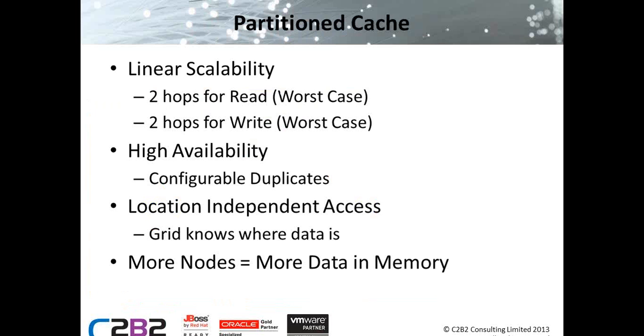And also for write, when we do an update, the worst case is that we hit a node that isn't going to store that key, and Coherence will move the data across the cluster. So worst case, we get 2 hops for write as well. And that's the same whether we have 10 nodes in the cluster or 100 nodes in the cluster. So it gives us essentially linear scalability. Partitioned caching like Coherence also gives us high availability, as we've seen. We can create a configurable number of duplicates depending on how much we really want to make sure that we don't lose any data in this cache.